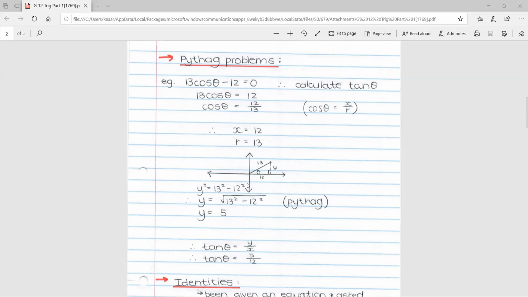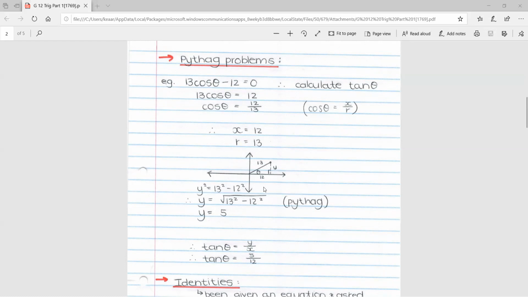It might help to draw the Cartesian plane. So we have r as our hypotenuse over here as 13. We have 12 on the x-axis. We put in our theta, and now it is easier to work out y. We're going to use Pythag. Because 13 is the hypotenuse, it's going to be y squared equals 13 squared minus 12 squared.